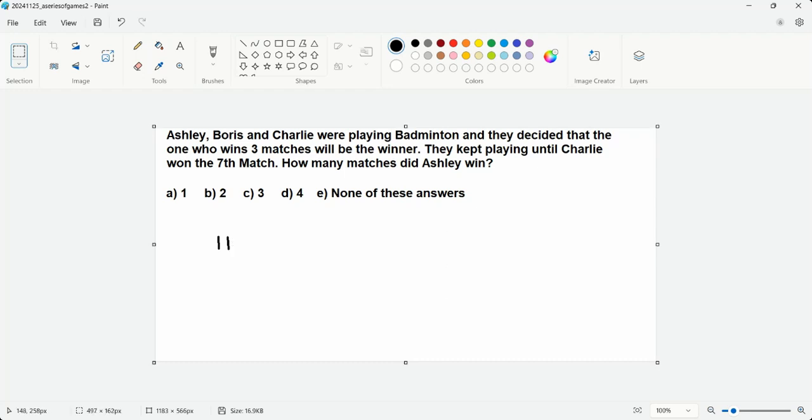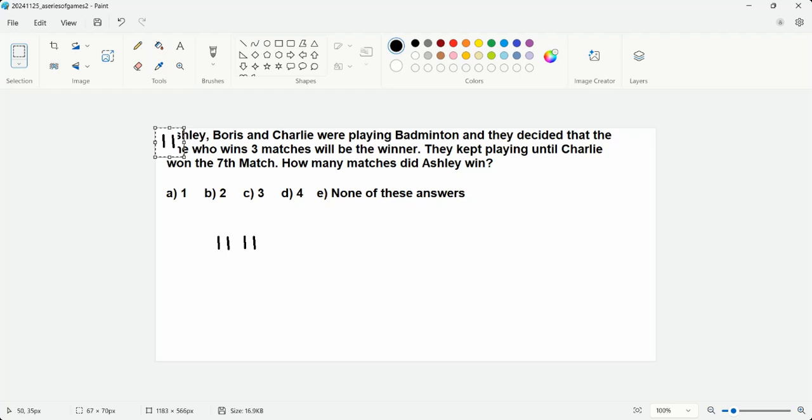So here, Ashley, Boris, and Charlie were playing badminton, and they decided that the one who wins 3 matches will be the winner. They kept playing until Charlie won the seventh match. How many matches did Ashley win? So here, there are 3 players now, so it's a little bit more complex. So pause the video and try it on your own, and then we'll resume from there.